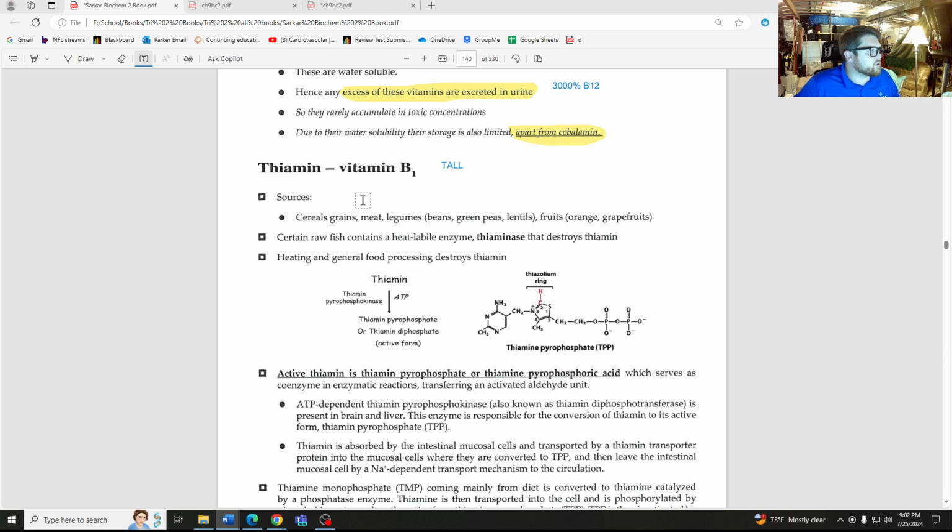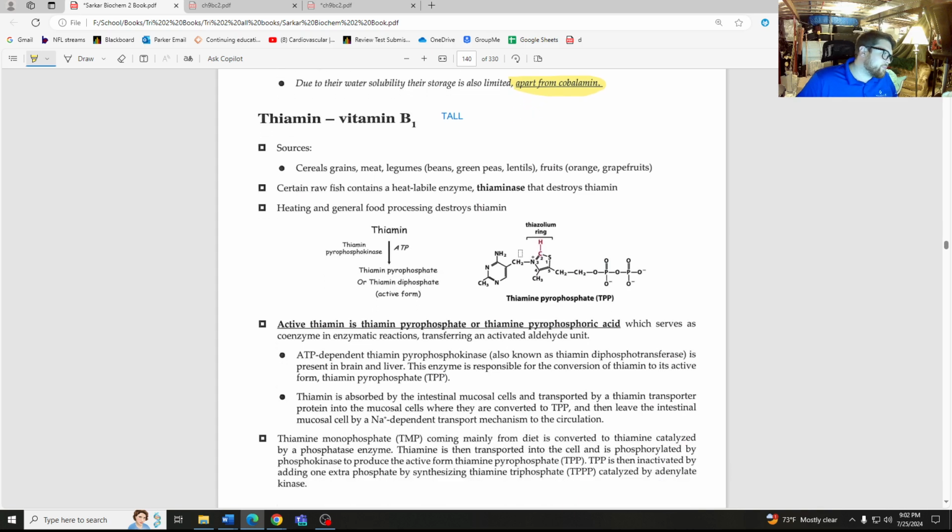But some of the sources of our thiamine are cereal grains, meat, legumes, so all of our beans, green peas, lentils, those kind of stuff, as well as fruits such as oranges and grapefruits. Certain raw fish contains a heat labile enzyme thiaminase that destroys thiamine. So if you eat a lot of raw fish, you can prevent thiamine absorption. Heating and general food processing also destroys thiamine.